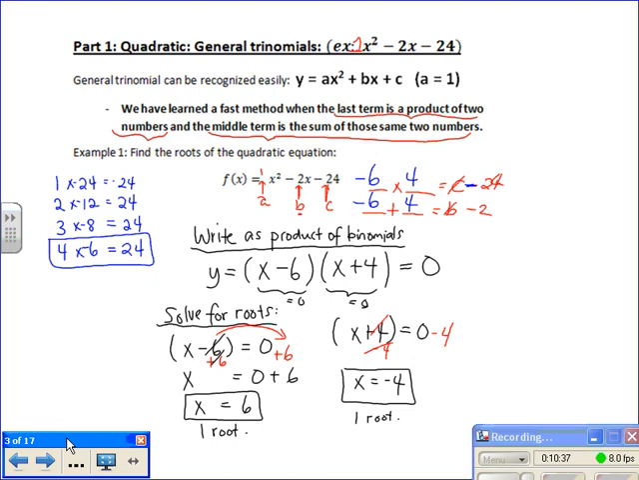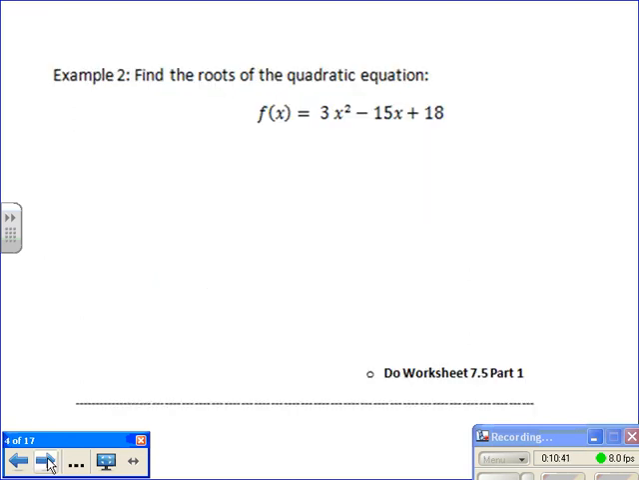Let's do one more example here. On your next page, example 2 says, find the roots of the quadratic equation. Immediately when you look at this, you might think, oh, I can't use the fast method here because this is not a general trinomial. The number in front of the x squared, which is a 3, is not 1. So it is true here that a is not equal to 1.